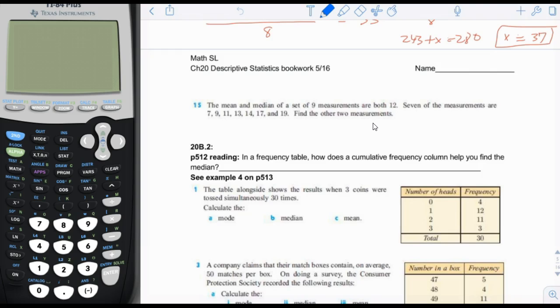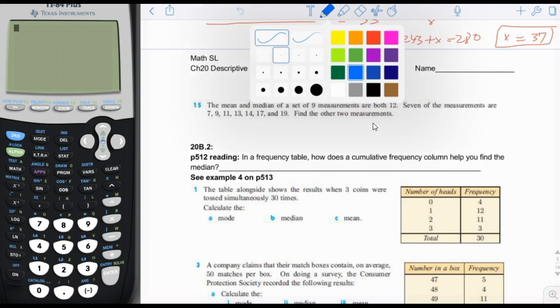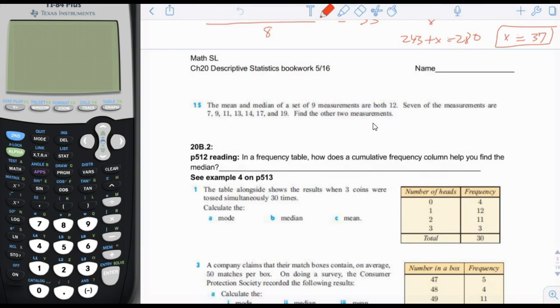Okay, so let's see if we can use the median to figure out one of the missing ones. Well, it says that the median is 12. And they've kindly arranged everything in order for us. We need to put 2 numbers in here to make it so that the median is 12. Well, let's see, 12 is going to sit here because that would be in order, right? And it's going to be in the middle.